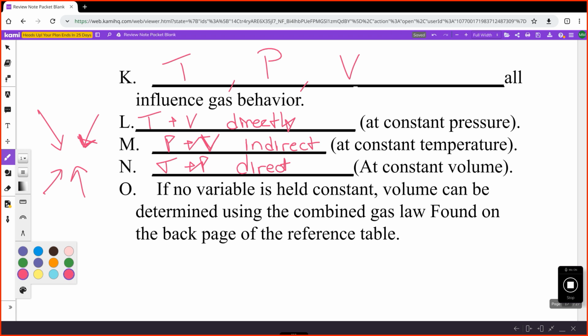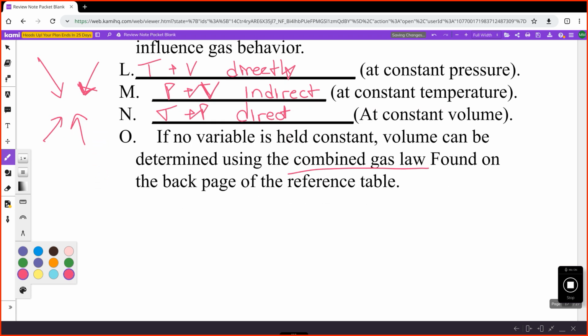And if no variable is held constant, volume or anything can be determined using the combined gas law on the back page of the reference table. And just as a reminder, that math looks like P1 V1 over T1 is equal to P2 V2 over T2.